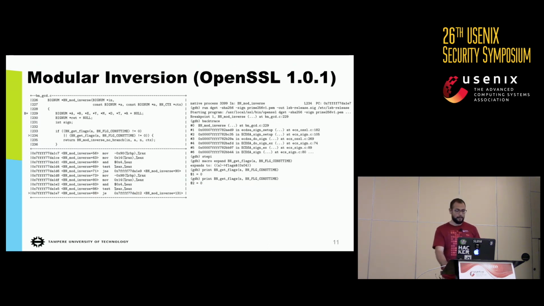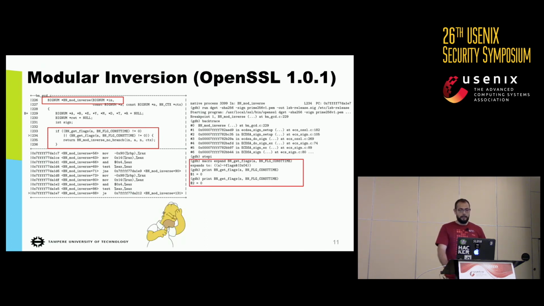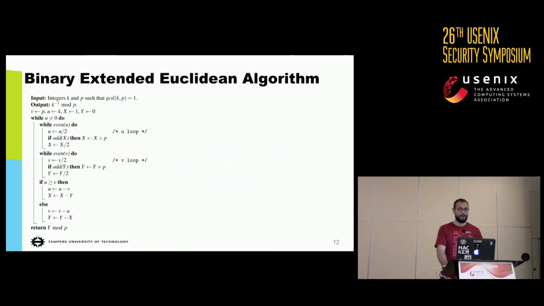So we went through the code. It looks messy, but basically it's a modular inverse method in OpenSSL. There it checks if the flag is set. If it's set, it should go to the modular inverse no branch, which is the safe version, and if not, then it continues. The problem is that the flag is not set, so it never goes there, and it continues with the normal implementation. So that's great for us. The normal implementation is the binary extended Euclidean algorithm.